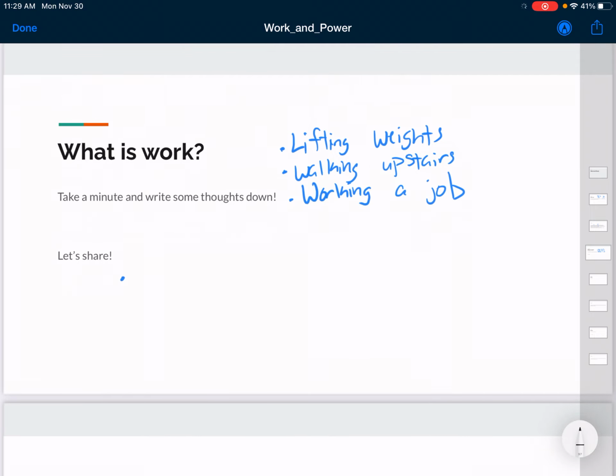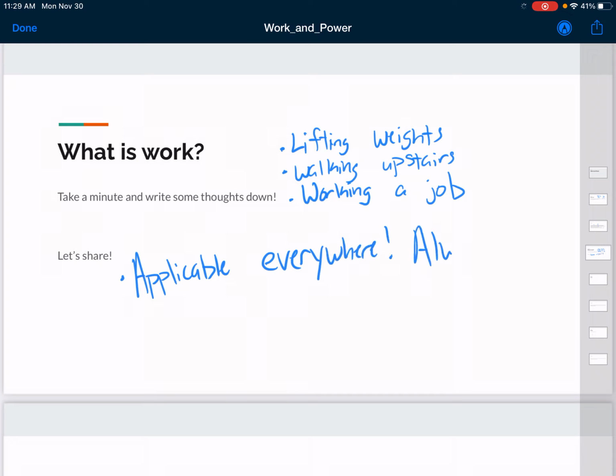So let's just put applicable everywhere. Okay, because no matter where we're going, we're always moving, we're actively doing something, right? So that's where this work definition applies.